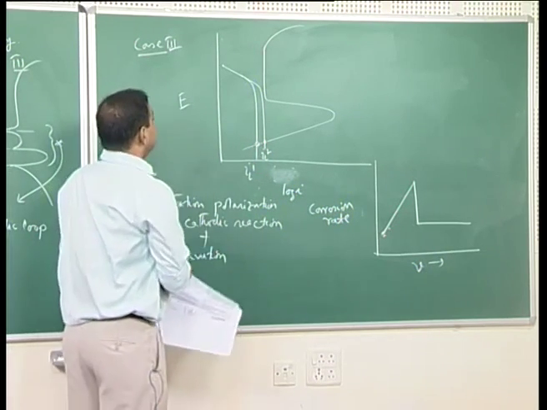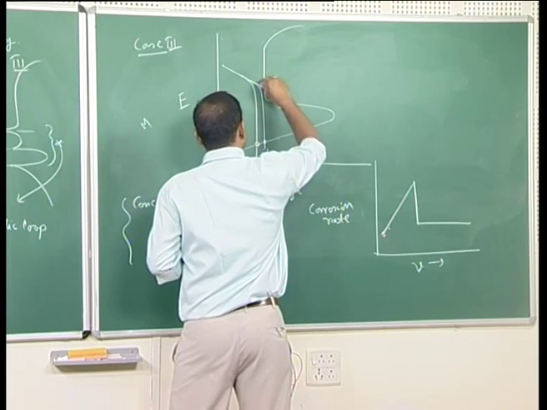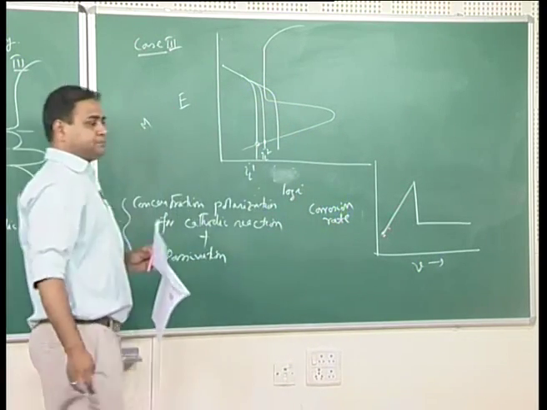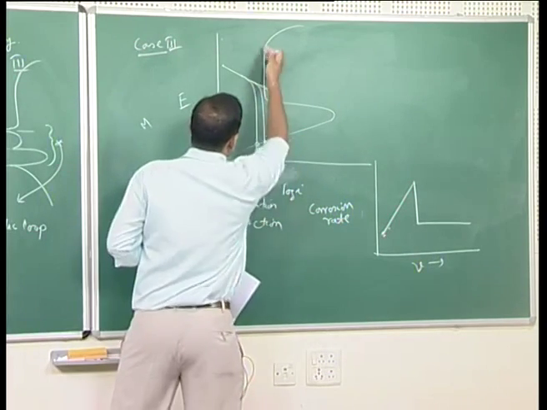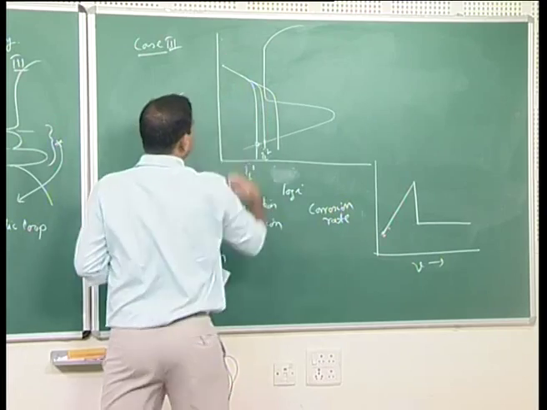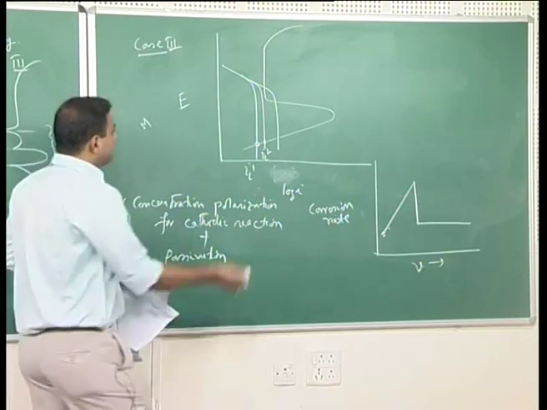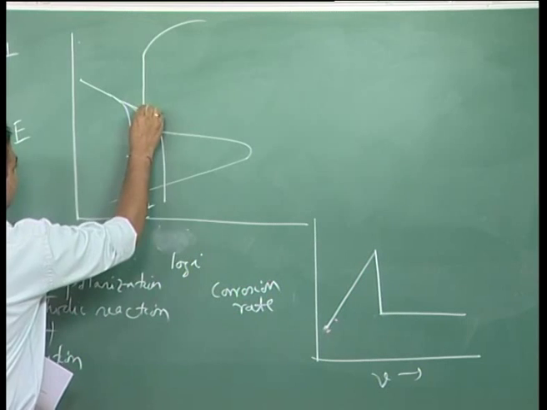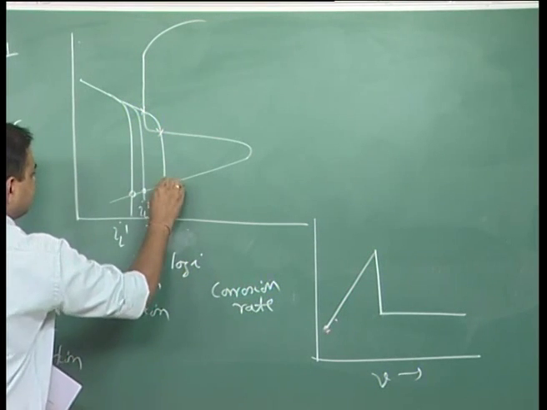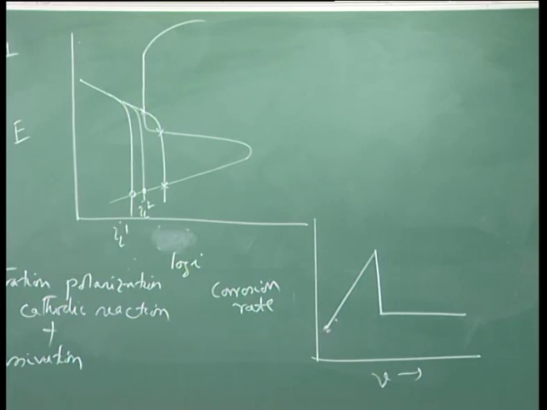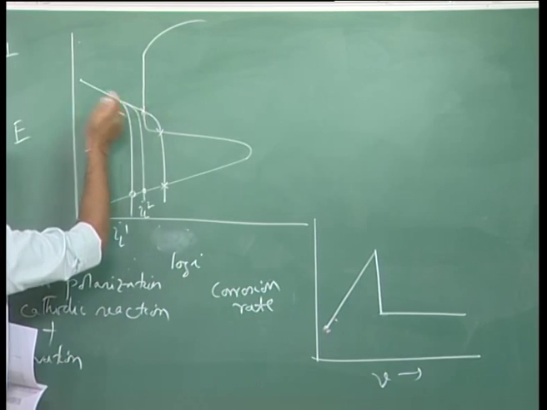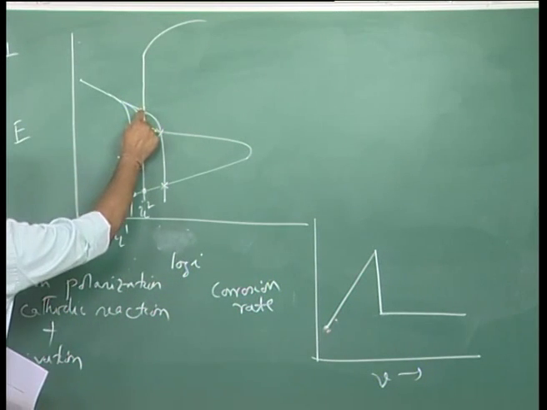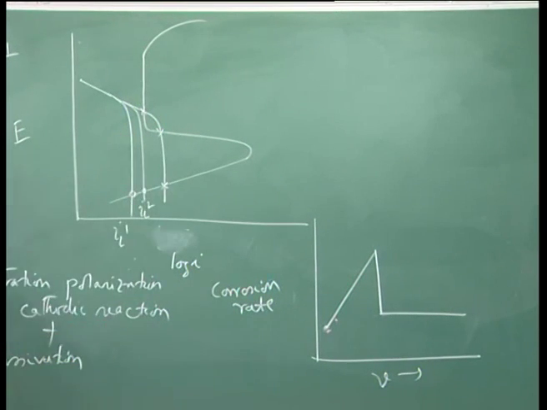Now, I can further increase the velocity or the turbulence in the system. So, I can reach this level. Now, the point is, I am cutting this active polarization curve, anodic polarization curve, at 3 positions. One position is this, another position is this, another position is this. So, it can either remain here, it can either go there, or it can either go there. So, it is cutting in the passive region, in the active region, and also in the unstable region.